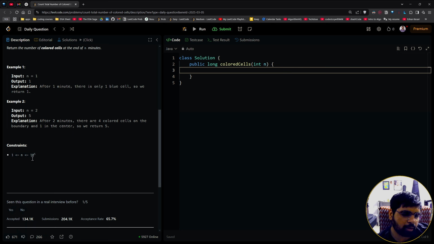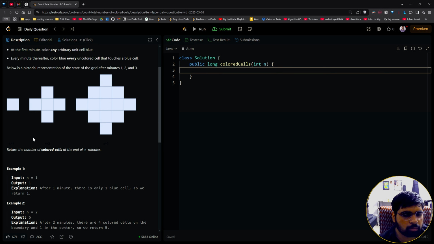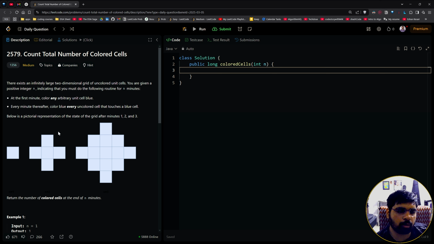All right. So the constraint is 1 to 10 to the power 5, and we can look at the hint here. Derive a mathematical relation between total number of colored cells and time elapsed in minutes. So it's a kind of reasoning type question. We will use an arithmetic series. We will find the series that will give us the number of these colored cells according to the input number n.